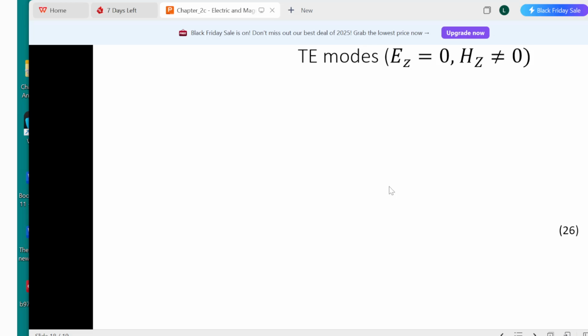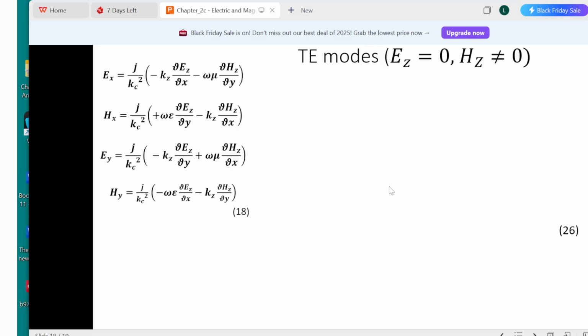Now let's take a look at TE modes. Normally, these modes occur in a guided, confined medium, like waveguides, dielectric waveguides, optical fibers, and parallel plates. So let's take a look. We are going to recall equation 18. We are not going to use equation 5 or 6. Luckily, we have already expressed the transverse wave components in terms of the longitudinal wave components.